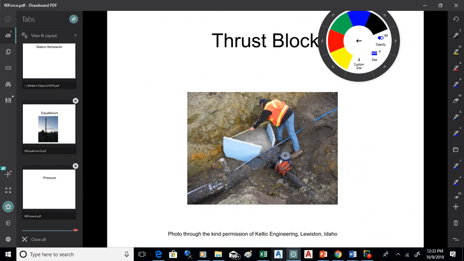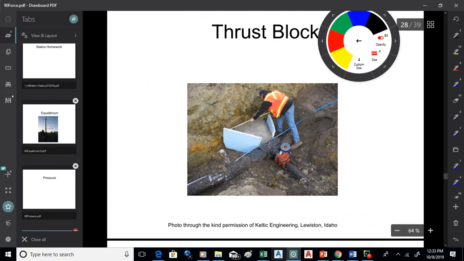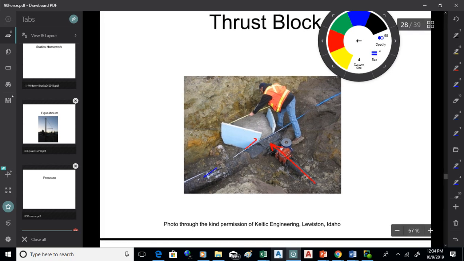What's happening here when you pressurize this line is you got all this pressure coming down here, and it's got a force, pressure in an area. It creates a force, and that's going to try to bend this line back and work that valve out. So one solution there is to use what's called a thrust block. It's just a concrete block that's poured on site.